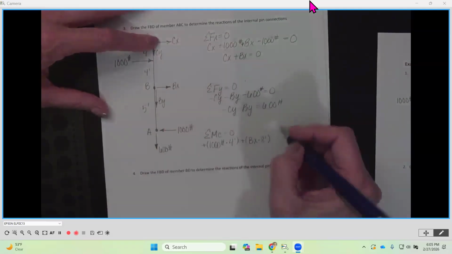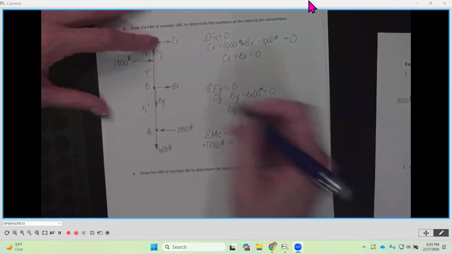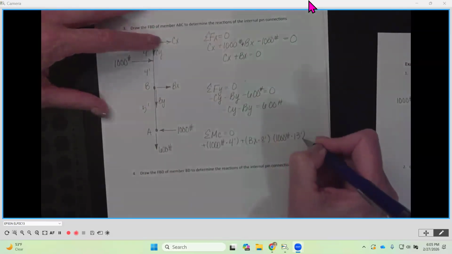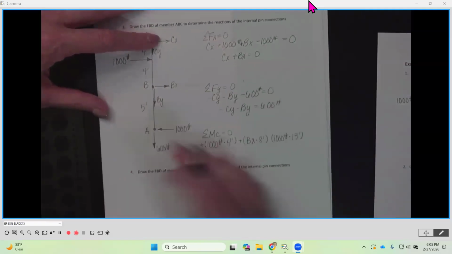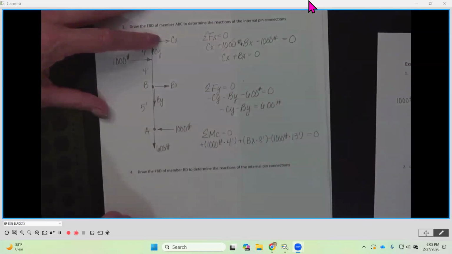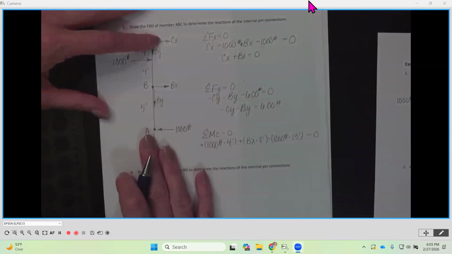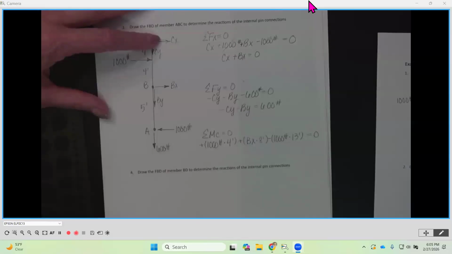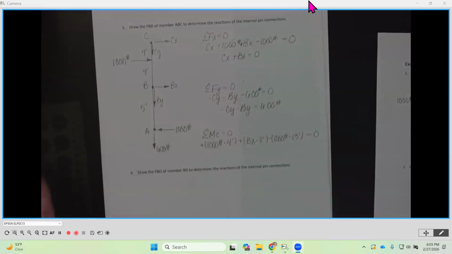And then I have my 1,000 at the bottom here. And then the total distance here is 8 plus 5, so that's going to be 13 feet. And it is going to pull in a negative direction, so negative out front. And that's going to be equal to 0. The 600 as well is pulling on the point, so it wouldn't be included. So our only unknown here now is Bx. So go ahead and solve for Bx.